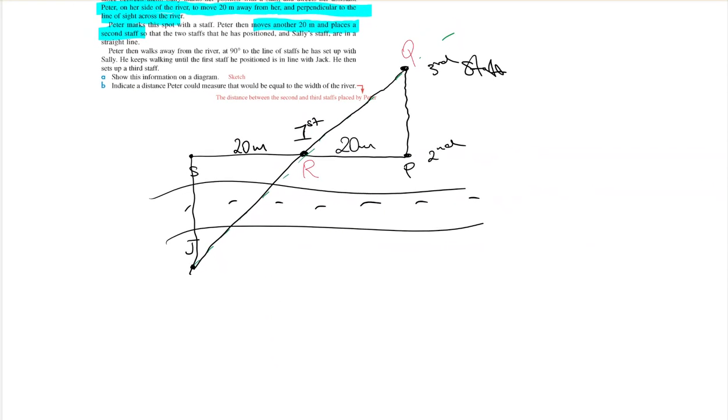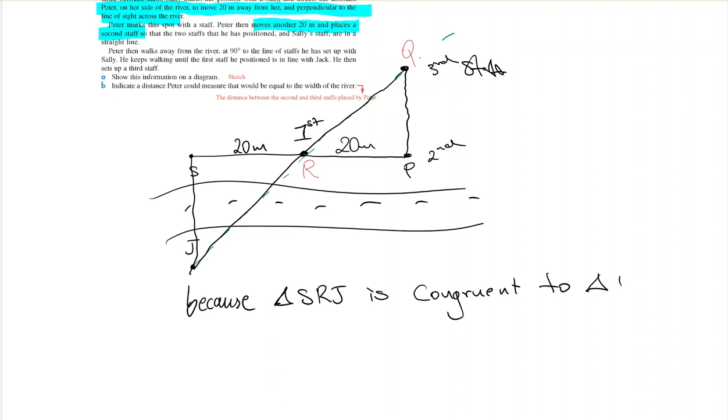All right. So how you want to answer this question at the end? You want to say that because triangle SRJ is congruent to triangle QRP, SJ is equal to QP, or that side is the same as that side. Are there any questions?